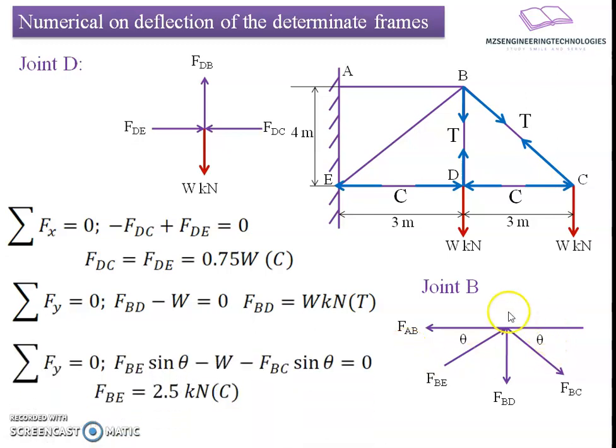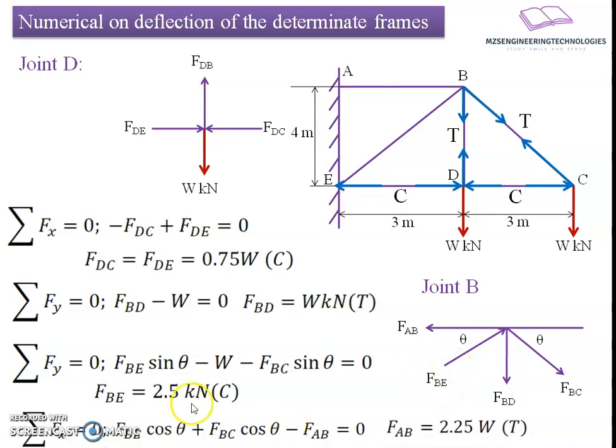So if I apply a static equilibrium equation for this particular free body diagram, it results in the relation FBE sine theta minus W minus FBC sine theta equals 0. From this, the value of FBC is known to us. If we substitute the individual values, W is nothing but the force in the member FBD. Substituting the known values, we get FBE equals 2.5 kilonewton, compressive in nature. FBE is said to be compressive in nature.